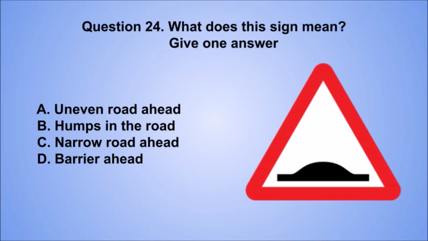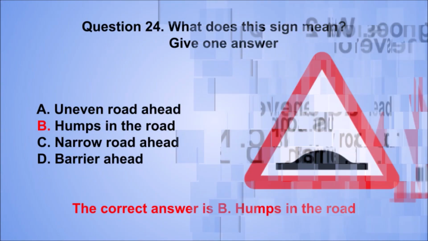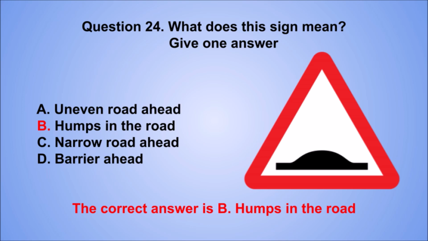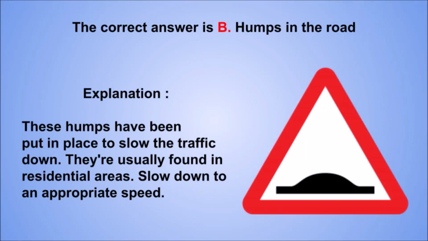Question 24. What does this sign mean? Give one answer. A. Uneven road ahead. B. Humps in the road. C. Narrow road ahead. D. Barrier ahead. The correct answer is B. Humps in the road. Explanation. These humps have been put in place to slow the traffic down. They are usually found in residential areas. Slow down to an appropriate speed.